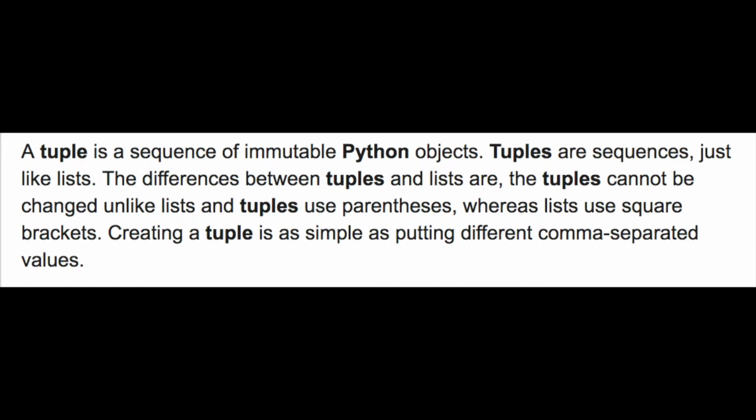Tuples, on the other hand, are a sequence of immutable Python objects. Tuples are sequences just like lists. The differences between tuples and lists are that tuples cannot be changed, unlike lists, and tuples use parentheses, whereas lists use square brackets. Creating a tuple is as simple as putting different comma-separated values.